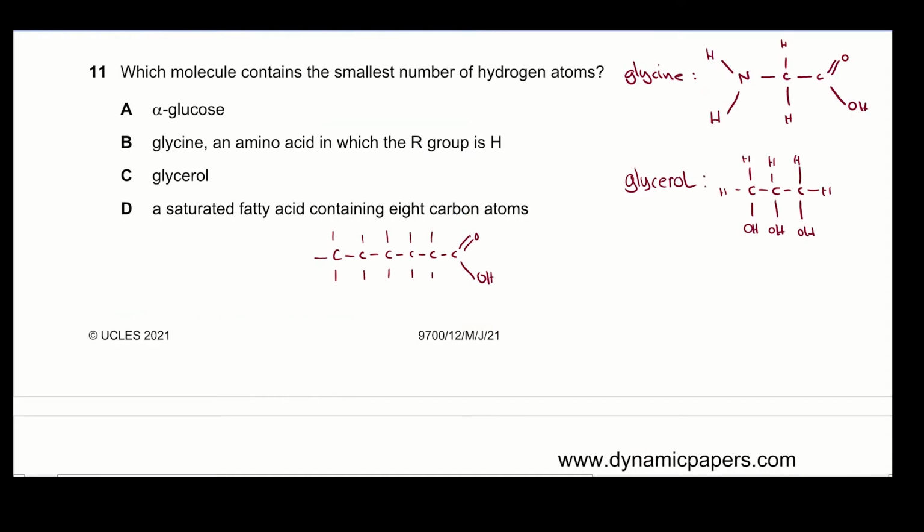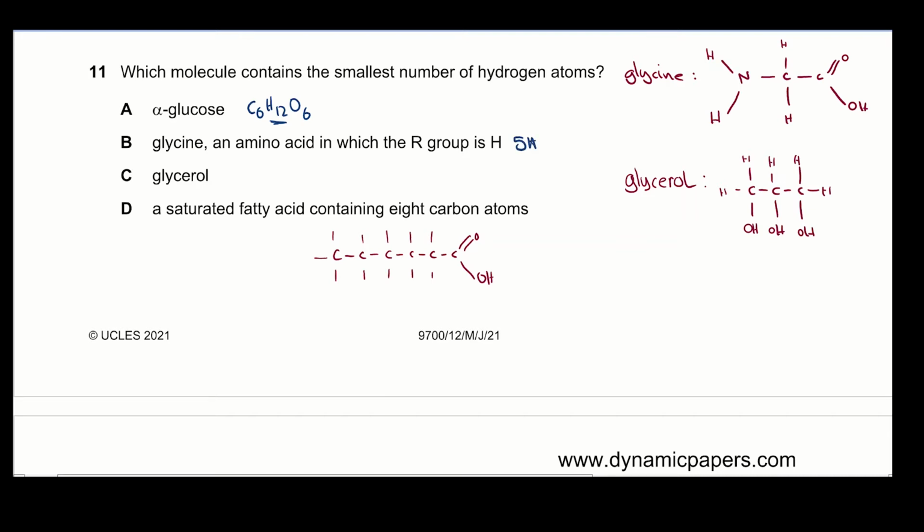Question number 11. Which molecule contains the smallest number of hydrogen atoms? Here, you actually have to use your common sense. As we know, alpha-glucose, the formula of glucose is C6H12O6, so it's going to have 12 hydrogen atoms. In case of glycine, we know that glycine is the most simple amino acid. And here, drawing the formula, we know that it's going to have 5 hydrogens.